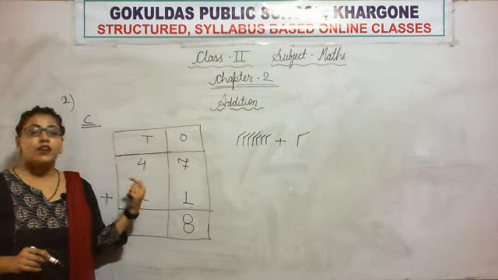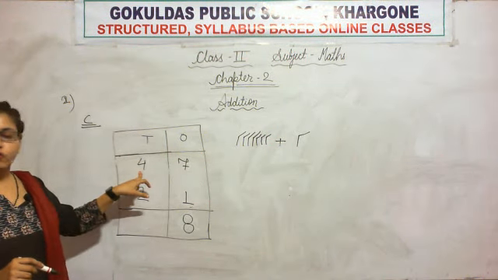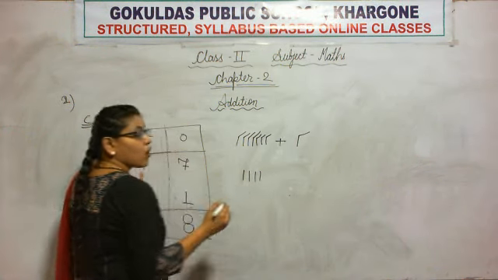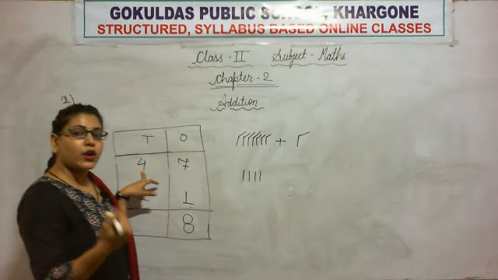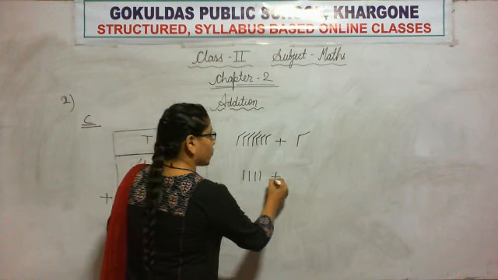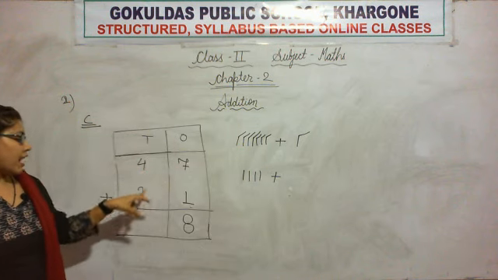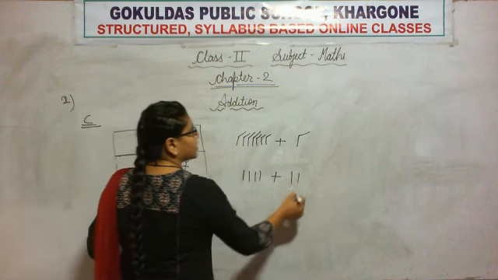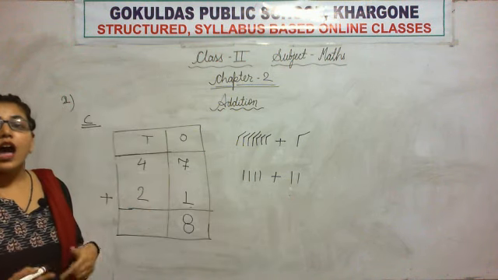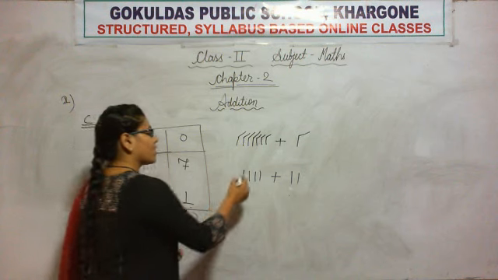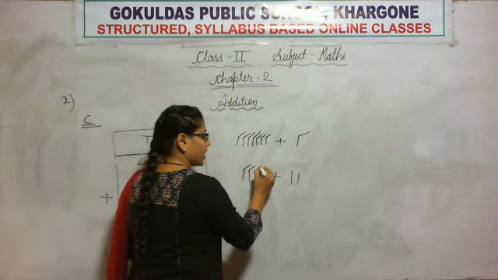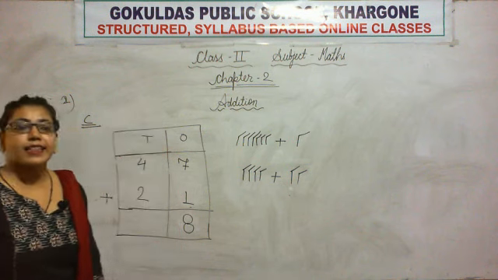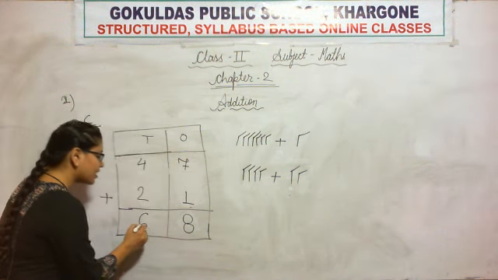Now it's the turn of the second column. So the first digit here is 4. So we will draw 4 sticks. Now we are doing addition, so I am going to put the plus sign over here. Now the next digit is 2. So we will draw 2 sticks. Now let's count how many sticks are there. 1, 2, 3, 4, 5, 6. 6 sticks are there. So we will write number 6 here.